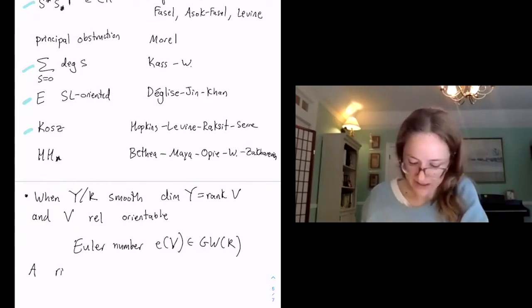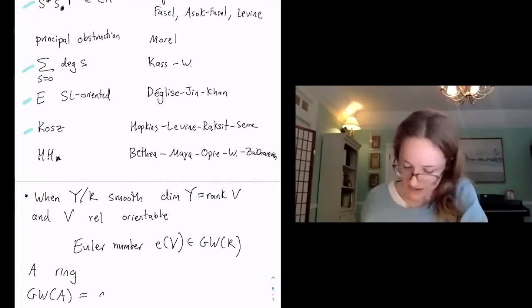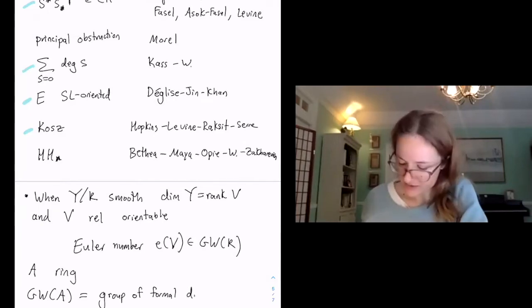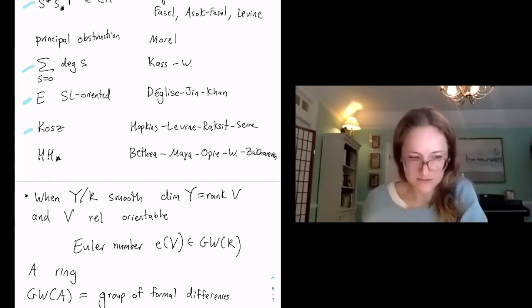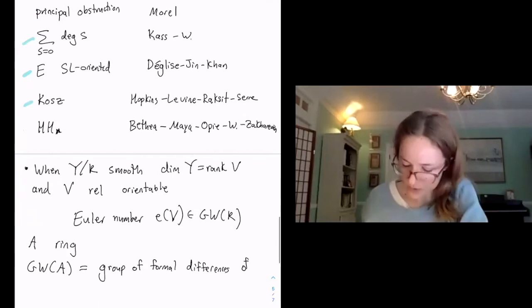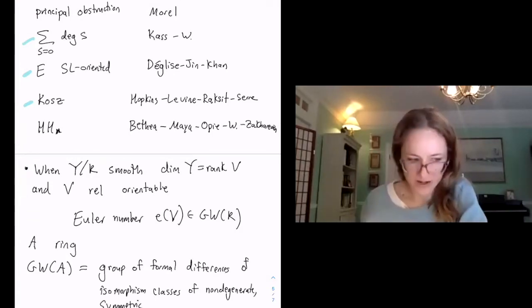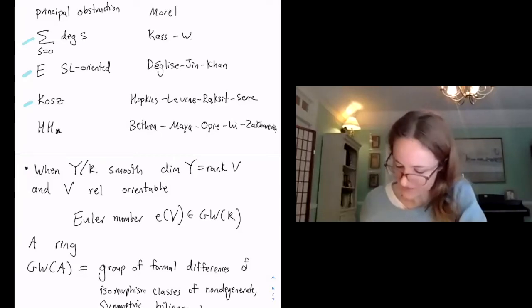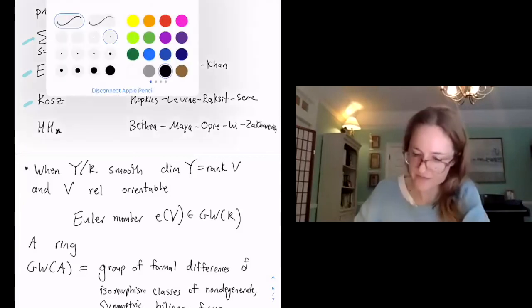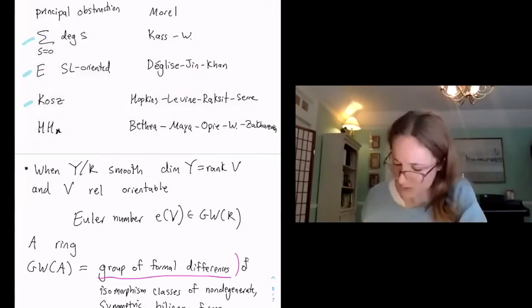Let's let A be a ring, and GW of A is going to be the group of formal differences of isomorphism classes of non-degenerate symmetric bilinear forms. And this group of formal differences is called a group completion.